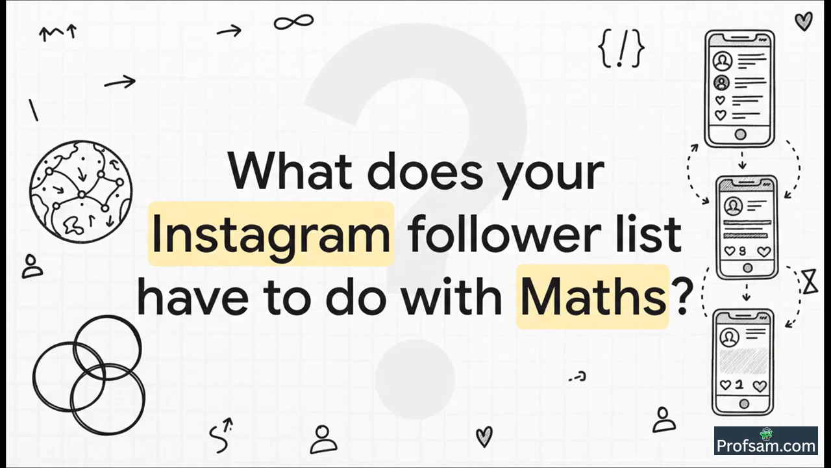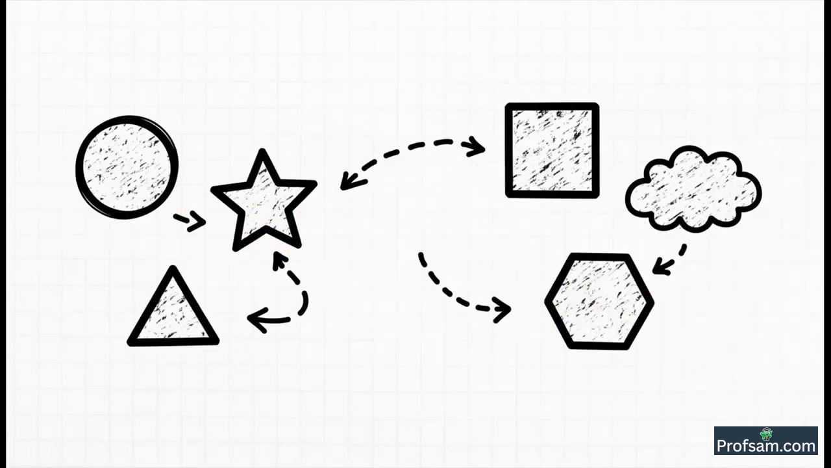What does your Instagram follower list have to do with maths? You're probably thinking, nothing at all. But trust me, the basic idea behind this entire chapter is something you're already an expert at. You see, at its heart, this chapter is all about one simple thing: making connections. In math, we just give it a fancy name, relations, and we're going to make this super easy to understand.